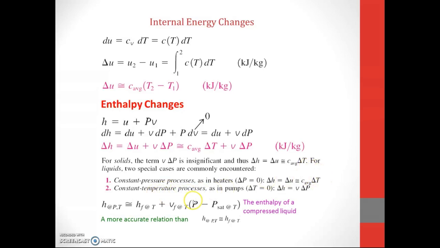But for a constant temperature process, as in pumps, delta T equals 0. Therefore, delta h equals v delta P, because delta T equals 0. So the enthalpy of a compressed liquid, h, equals hf at that specific temperature plus vf at that specific temperature, times (P minus Psat at that specific temperature). This is a more accurate relation than h at that pressure and temperature being approximately the same as hf at that specific temperature.